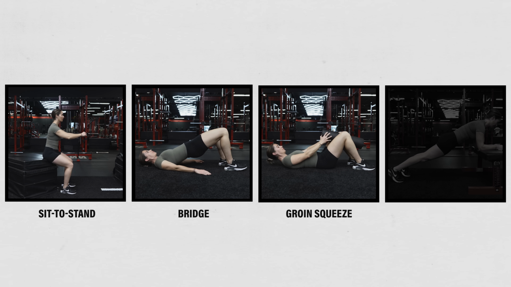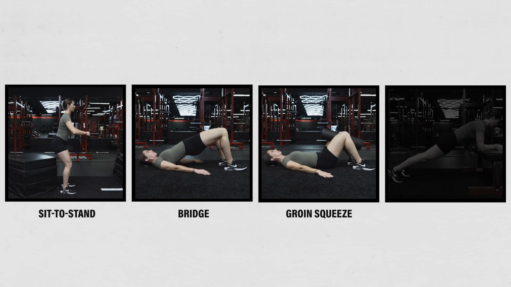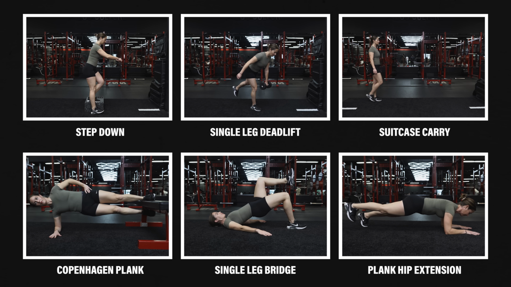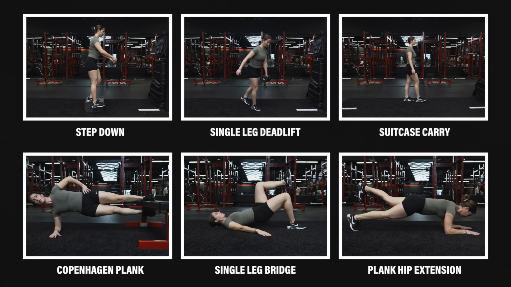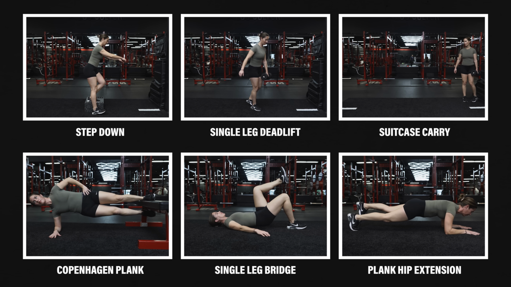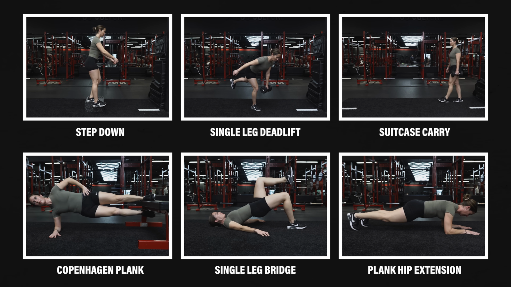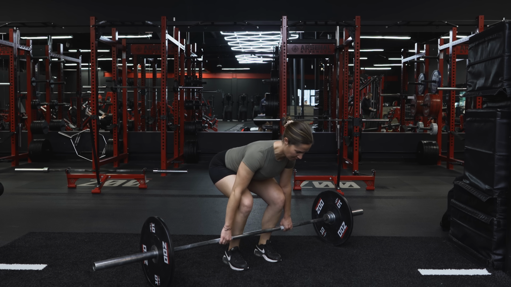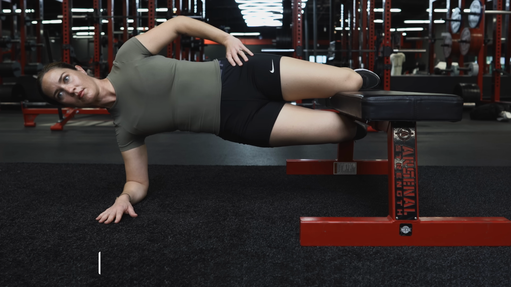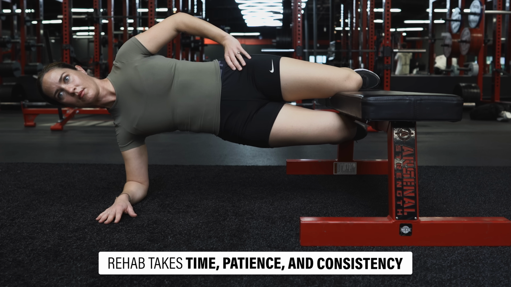If you're suffering from severe pain, you might focus on the sit-to-stands, bridges, and groin squeezes. Eventually, you can add in other exercises as tolerable, such as the planks. If you're a runner who is pretty far along in your rehab process, you might be doing step-downs, single leg deadlifts, suitcase carries, Copenhagen planks, single leg bridges, and the planks with alternating hip extension. The point is for you to take what you need and leave what you don't. No matter what you do, start easy and build slowly. Rehab takes time, patience, and consistency.